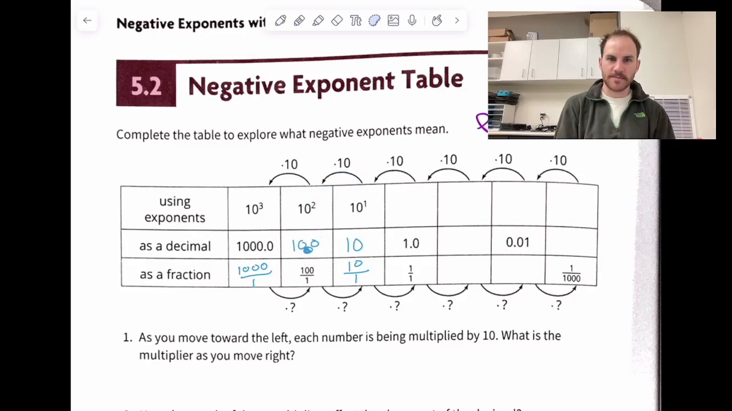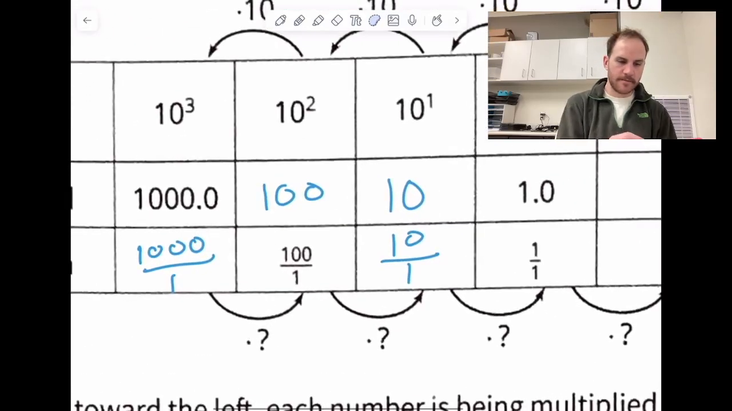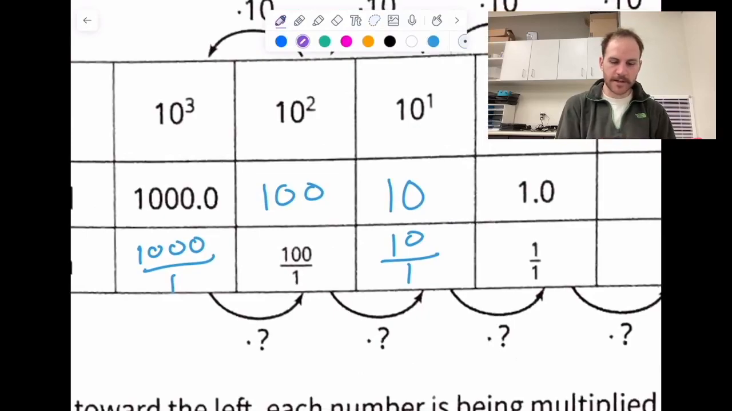The decimal has moved one space back. Okay, so let me show you all with this. Let's make our decimal a different color. So here, 10 to the first, the decimal is after 10. 10 to the second, it moves one to the right. 10 to the third, it moves two to the right. So it is three decimal places after the 1.